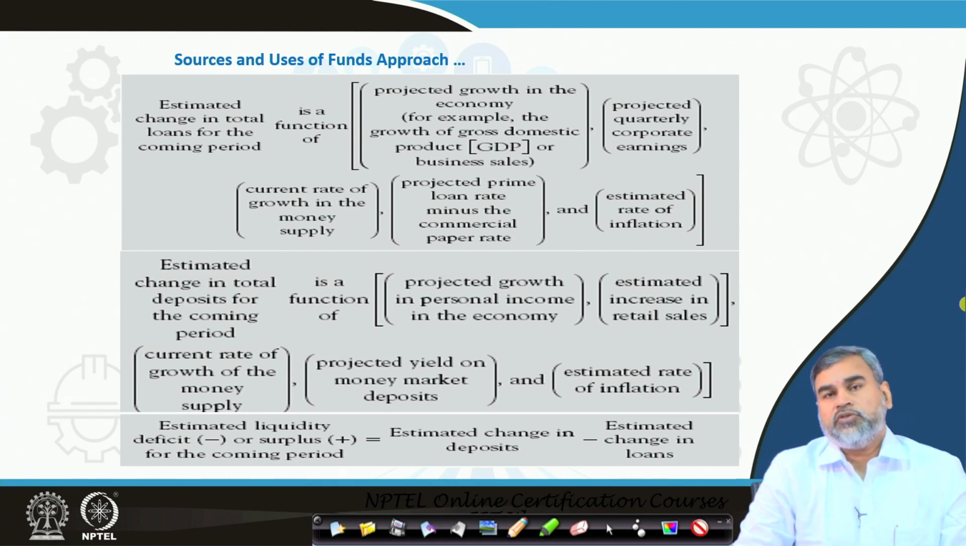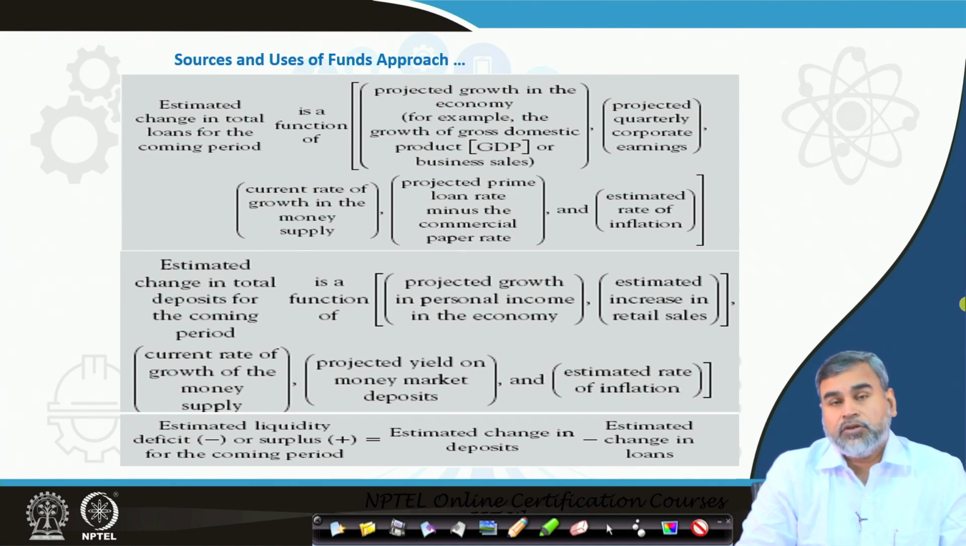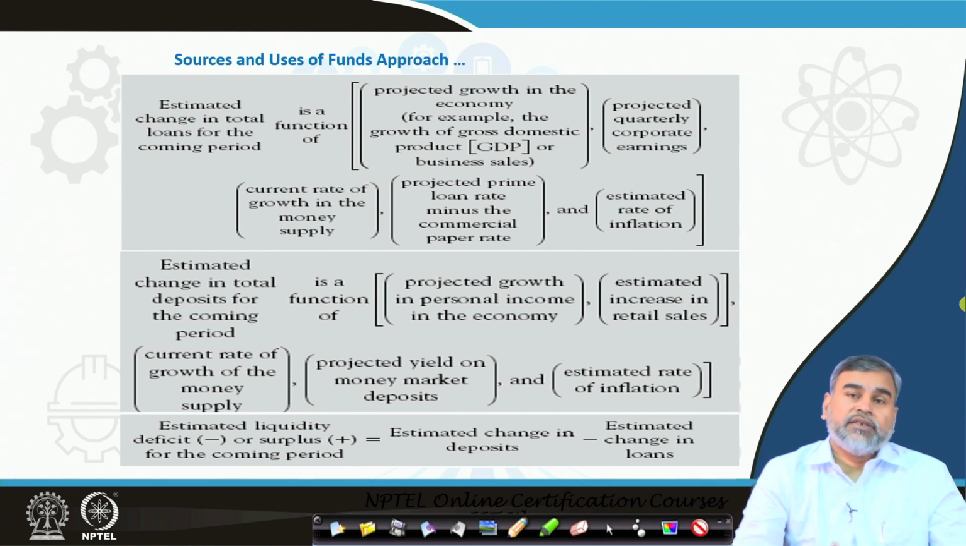Once you have made a model which can give you an idea about the estimated change in the total loans and the estimated change in the total deposits, then you are in a position to calculate the estimated liquidity. It can be a deficit or a surplus for the next period. That is basically your estimated change in the deposits minus the estimated change in the loans. So, how much is supply side, how much is demand side, then you can say whether you have a surplus or a deficit.